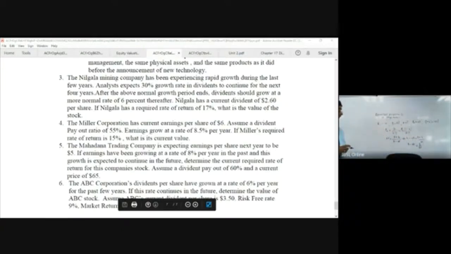Okay. Now when you do this calculation on the calculator, you get 0.046. So k minus 0.08 is equal to 0.046. That means k is equal to 0.046 plus 0.08, and that comes to 0.126. As a percentage, it is 12.6. This is the required rate of return.